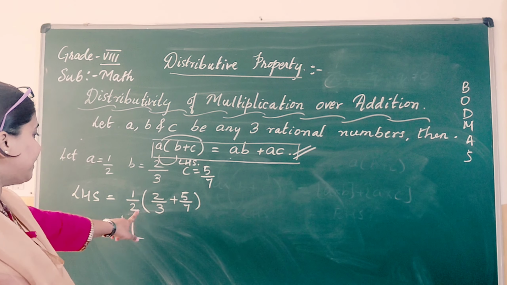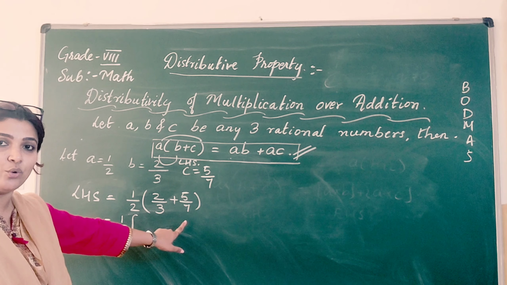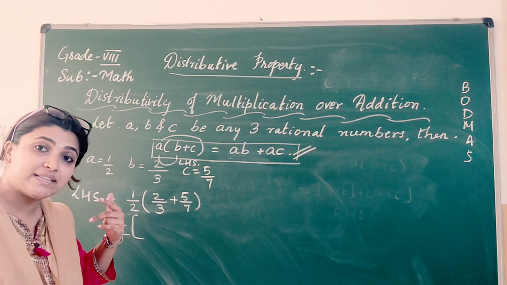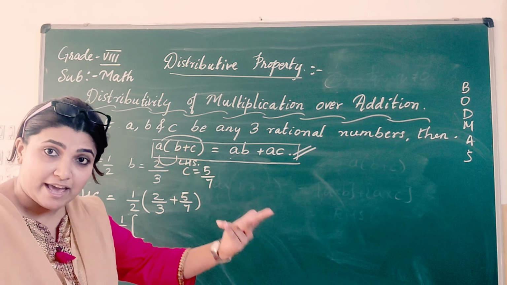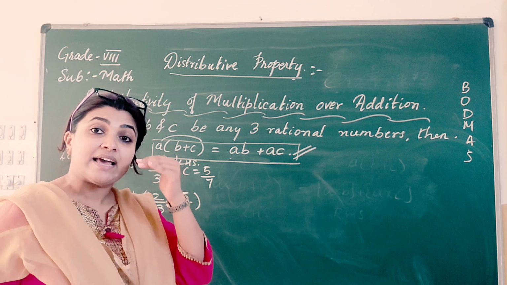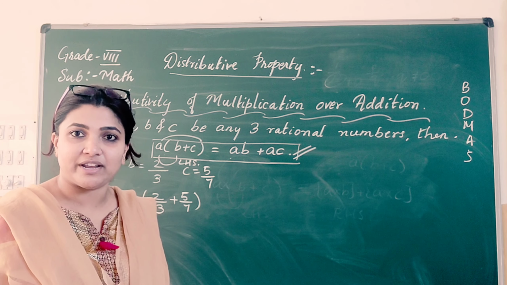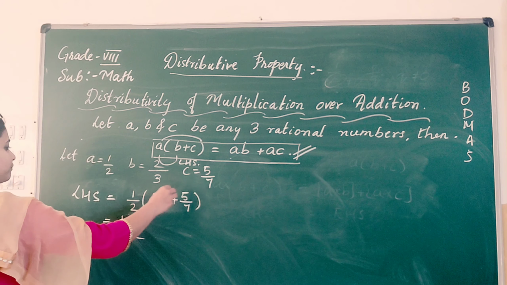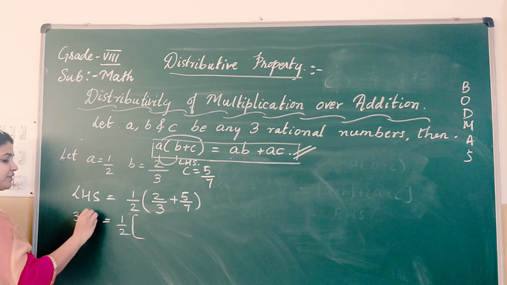Here, are my denominators the same, 3 and 7? No, they are not the same. So I have to take the LCM, convert them into like fractions with like denominators. Then I have to add my numerators, right? So, what is the LCM of 3 and 7?